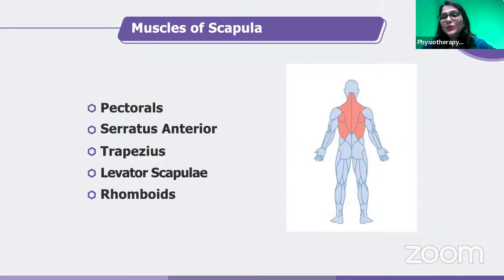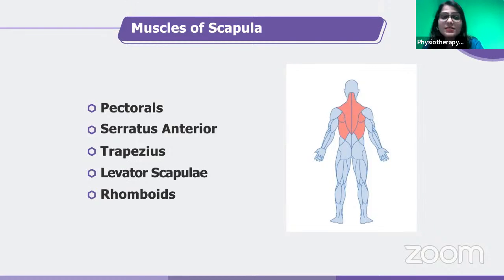So we are going to study about the muscles of scapula. In this session, we are going to study only about the muscles of scapula, upper limb muscles. Those are muscles of your arm, shoulder, and your forearm, hands. In muscles of scapula, we are going to study about the pectorals, serratus anterior, trapezius, levator scapulae, rhomboids.